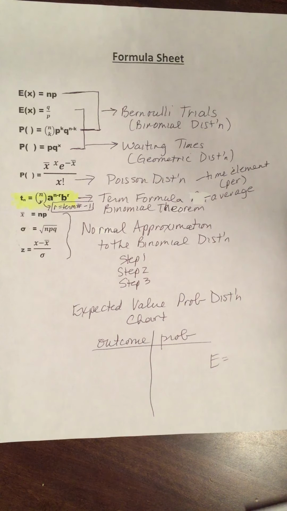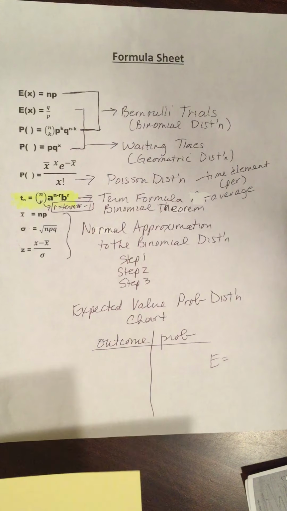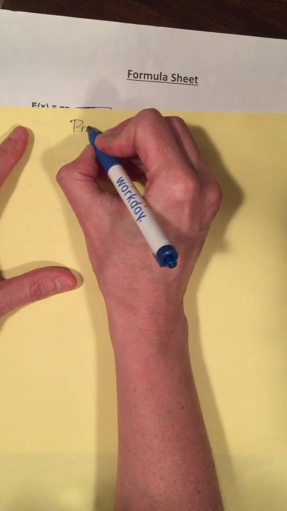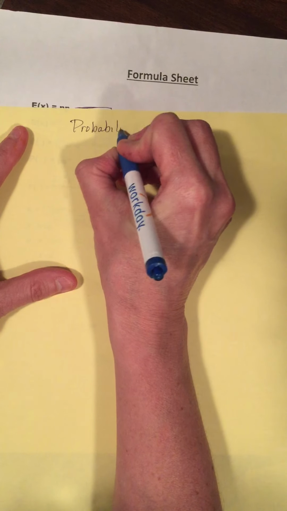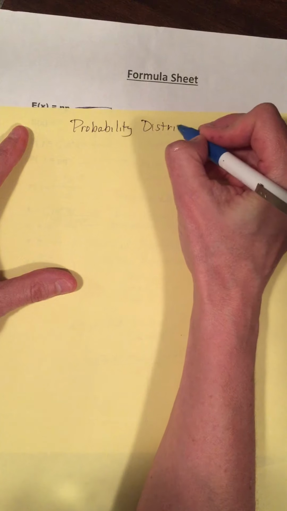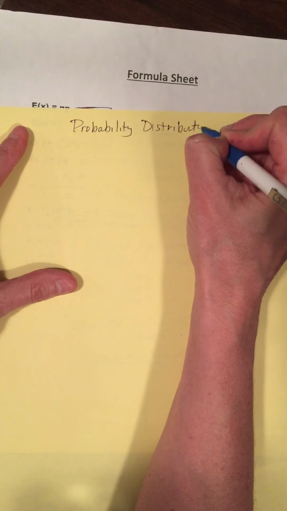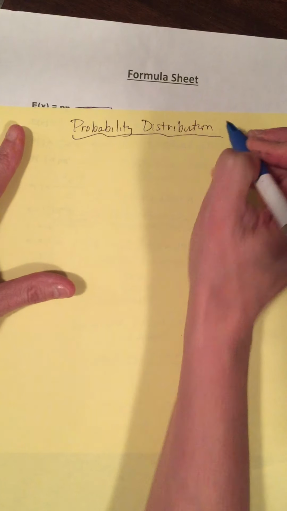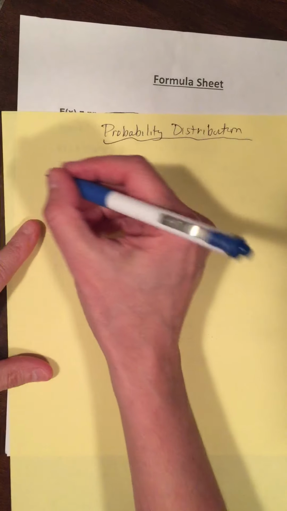Okay, so I'm going to pull my colored sheet out. Yay, the last colored sheet. And I'm going to call this probability distribution, because that's our unit. And we're going to talk about, typical colored sheet, everything that we've done.